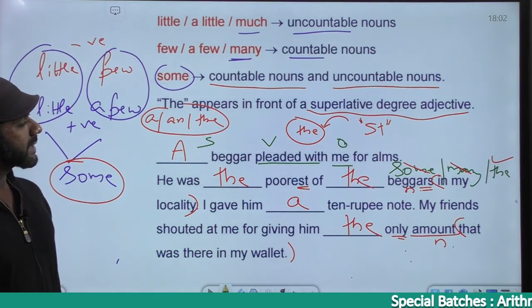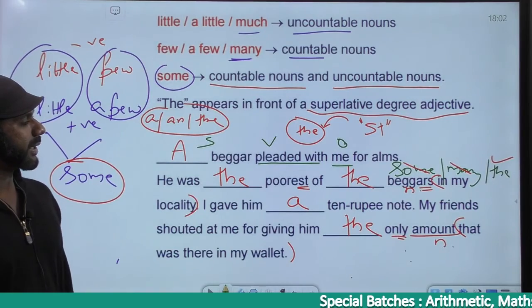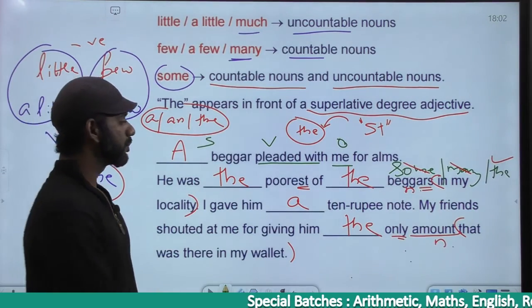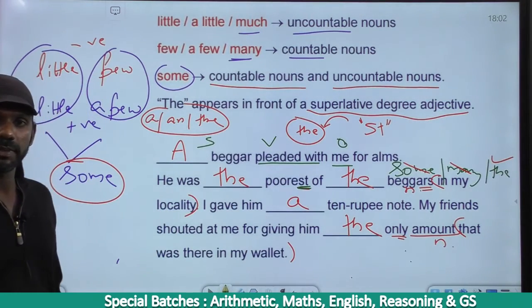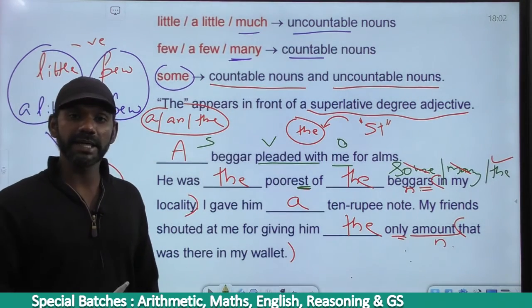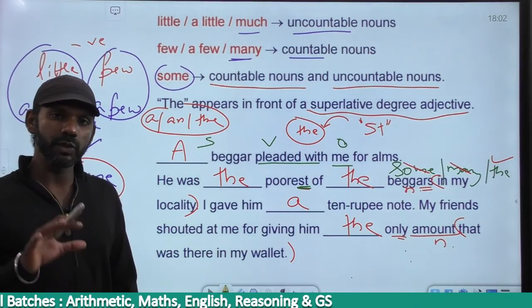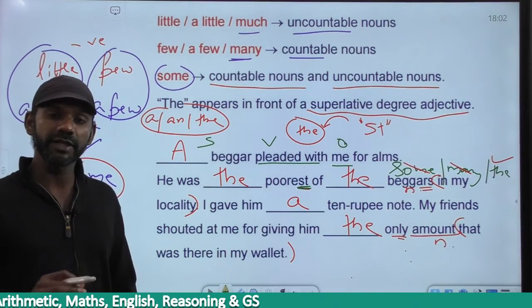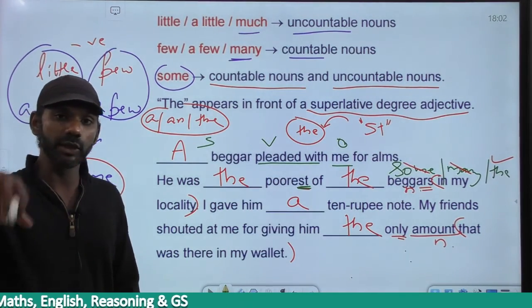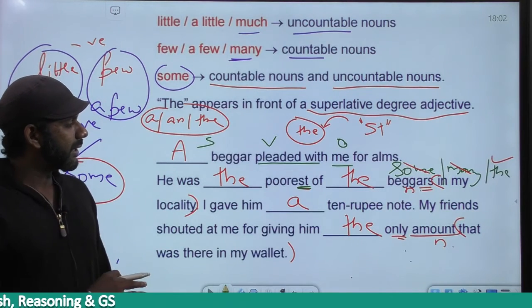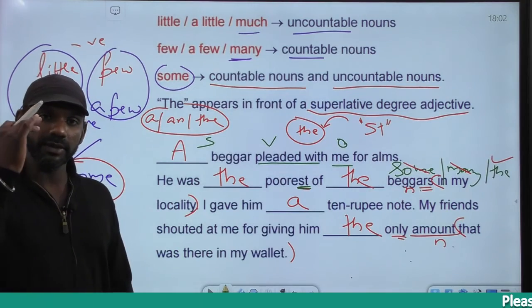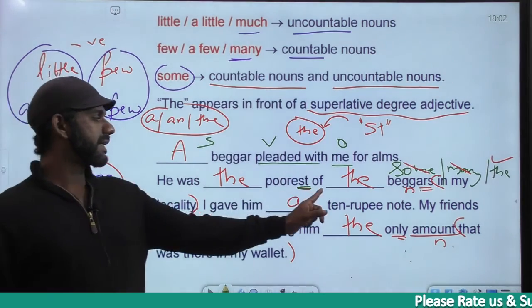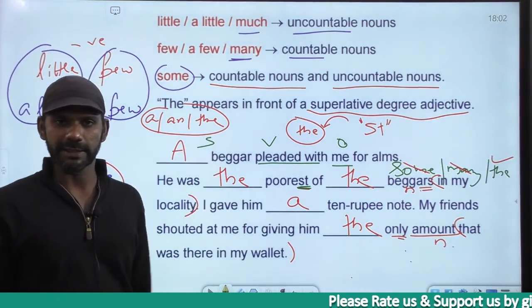He was the poorest of the beggars in my locality. Poorest is a superlative degree adjective. Think about all the concepts that appear in all the topics. We can use a superlative degree adjective when we refer to the highest level entity in a group. What's the group here? The beggars in my locality is the group here. We are talking about the highest level entity, so the superlative degree adjective is grammatically correct.